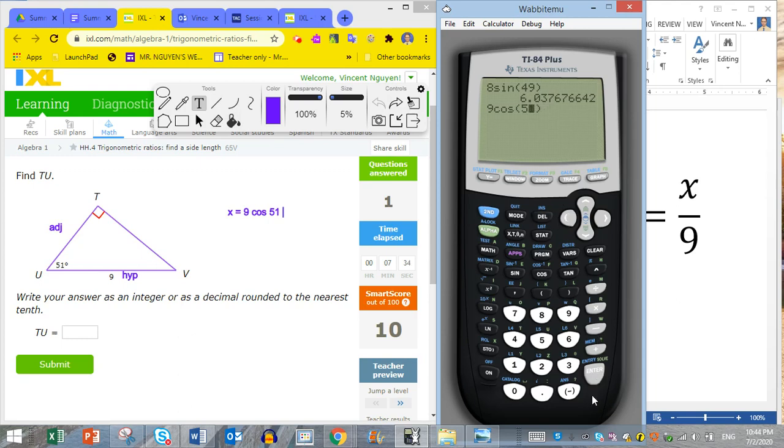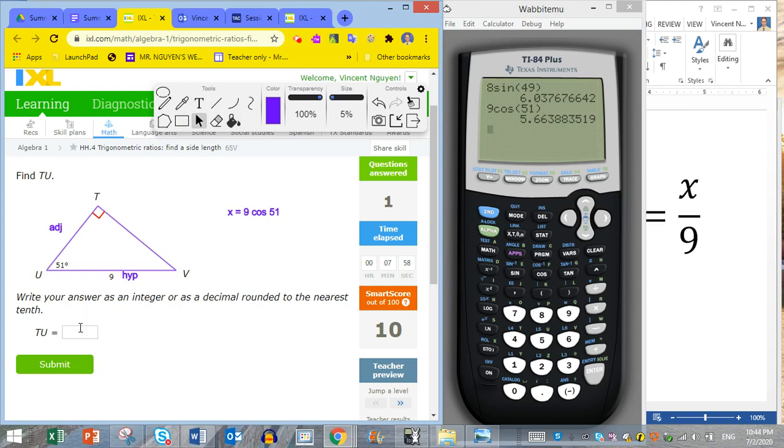Delete, hit enter. Now, we already changed to degree mode one time. We don't have to do it again, right? You only have to set it one time, okay? Now, if you reset your calculator, then you'll have to change it back to degree again, okay? So just check to make sure before you do your practice. 5.66, so I'm going to put in 5.7. I'm rounding to the tenth place, so 5.7.